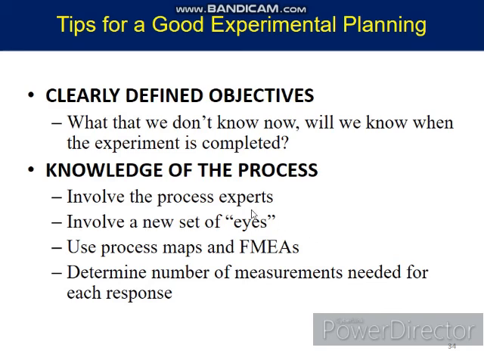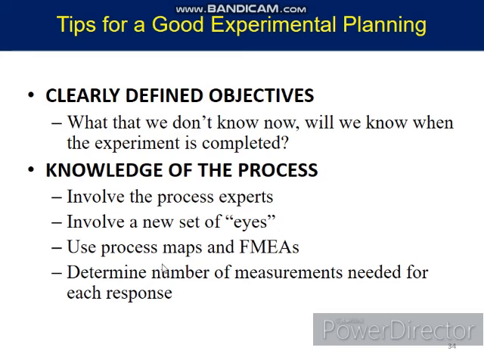You can do that by involving the process experts. If you are not the process expert, then make sure that you engage with the process experts when you want to design the experiment for that particular process. Involve a new set of eyes. It's always nice to talk to somebody else about your experimental plan and the process, not only from your group but from an external group. It's also important to do a very comprehensive literature review, because you want to look at the problem from a different angle, with a new set of eyes.